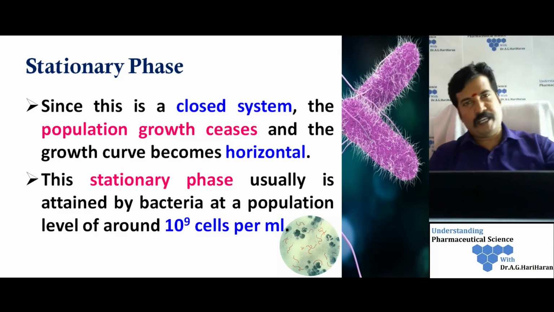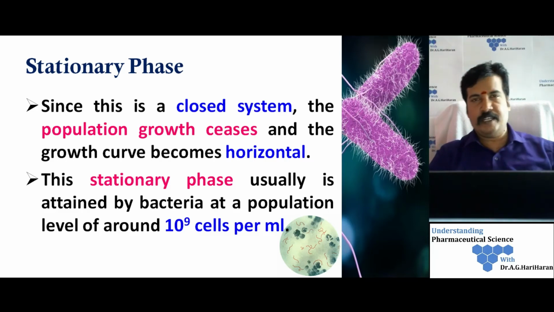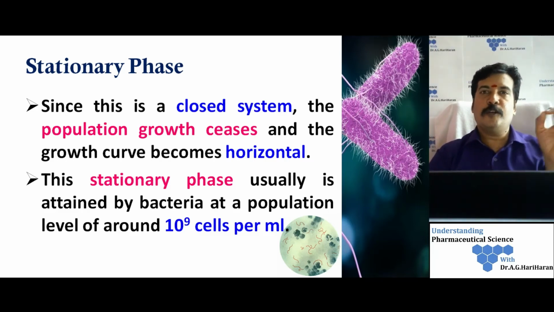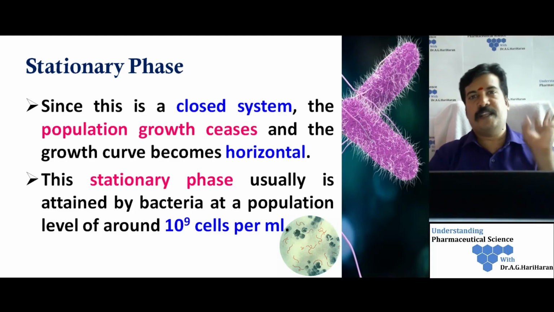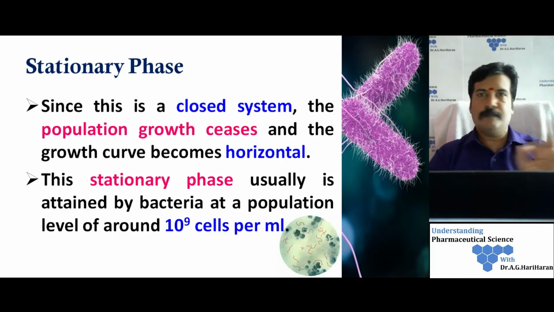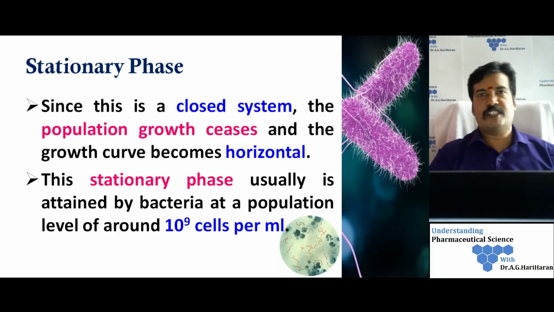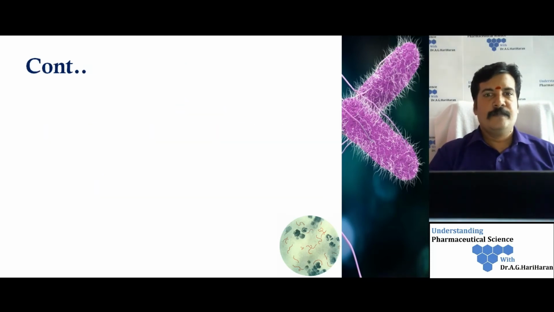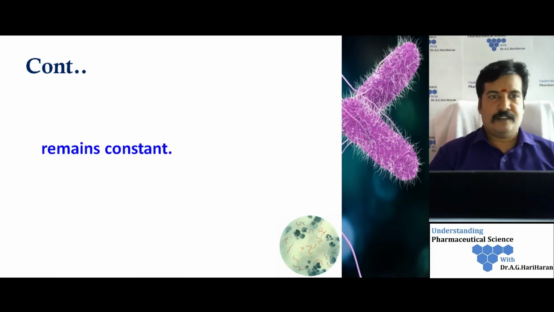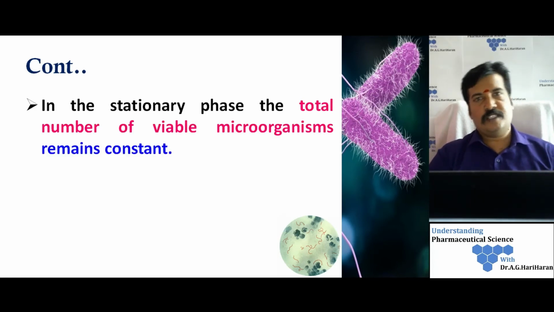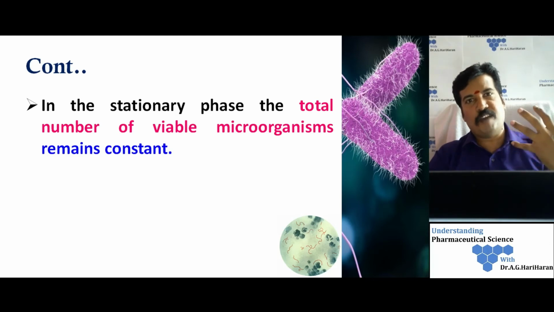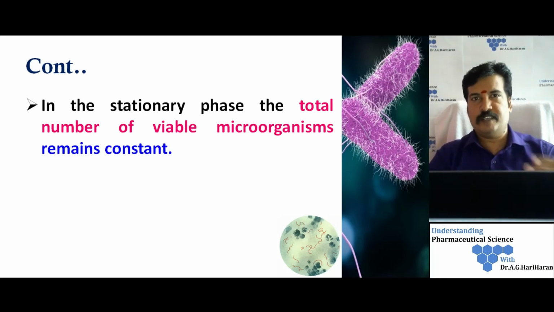In most cases, the stationary phase is reached once the population reaches 10 to the power 9 cells per ml. Otherwise, if you add fresh media, then the log phase will continue, right? So the reason, if you see the stationary phase, is that the number of viable microorganisms will be constant. The living microorganisms will be constant.